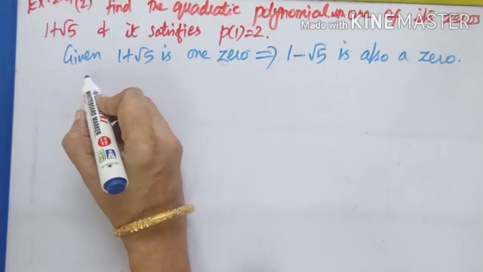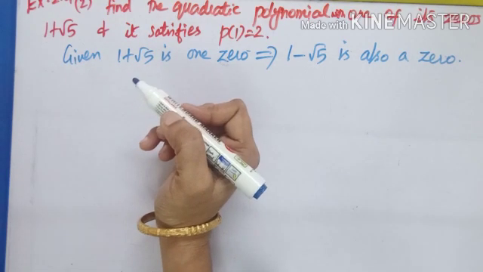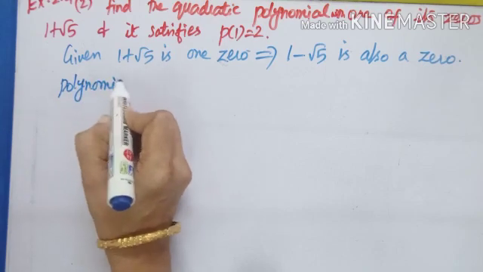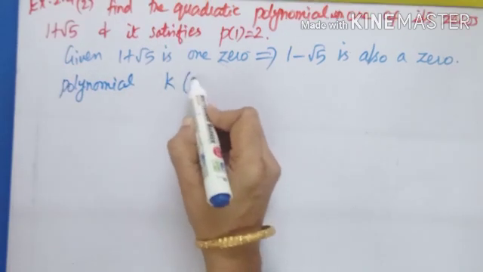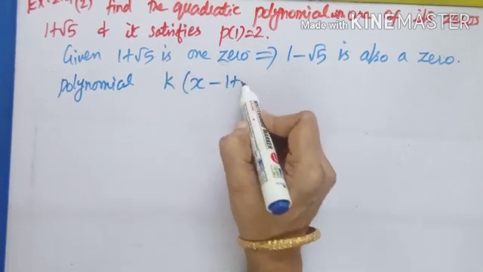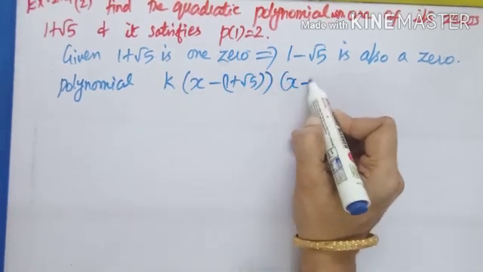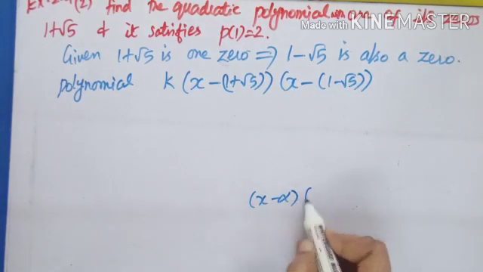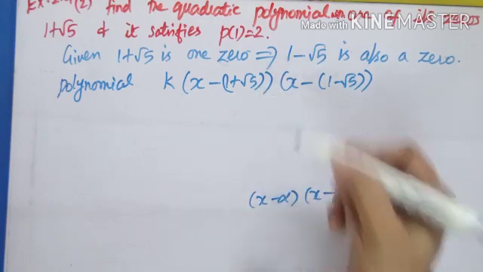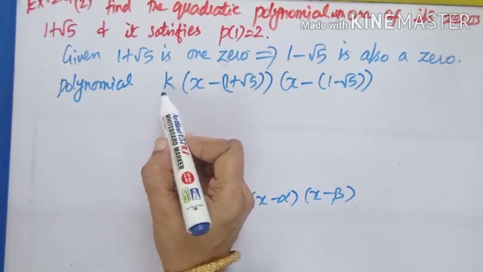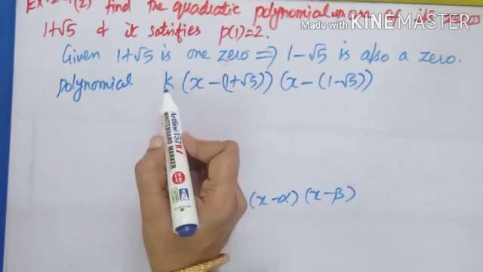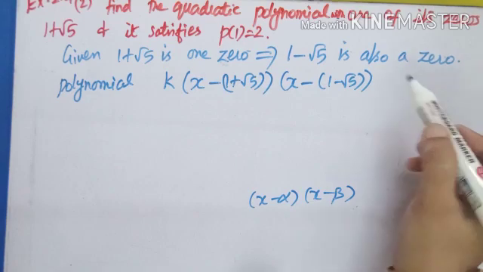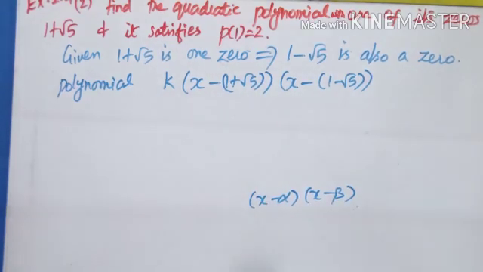Now, what is the sum of the zeros, product of the zeros? No need. I can directly write in this model. My question is a polynomial. I have to write k into x minus the first zero into x minus the second zero. See how we write x minus alpha, x minus beta. That pattern we have written. Remember to put k, because in a quadratic equation I need not put k. In a quadratic polynomial the right hand side is not 0. So definitely I must put a k here.